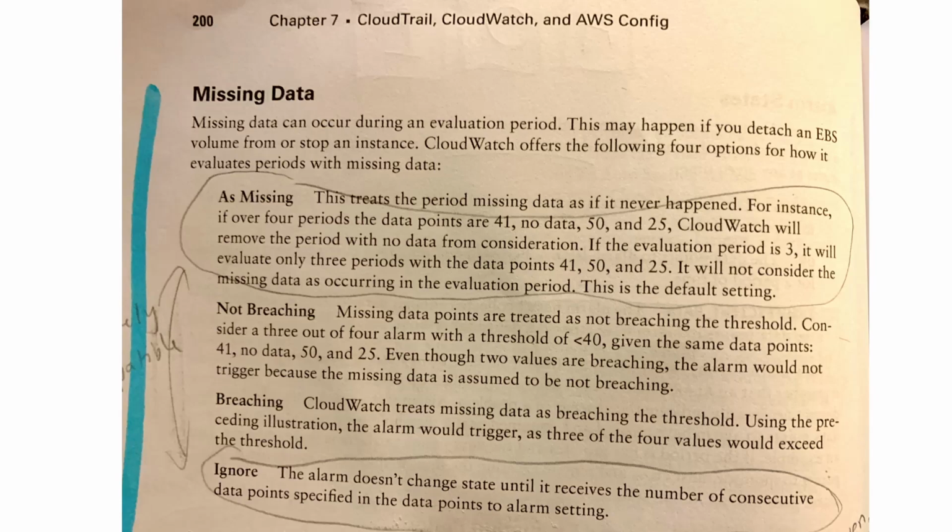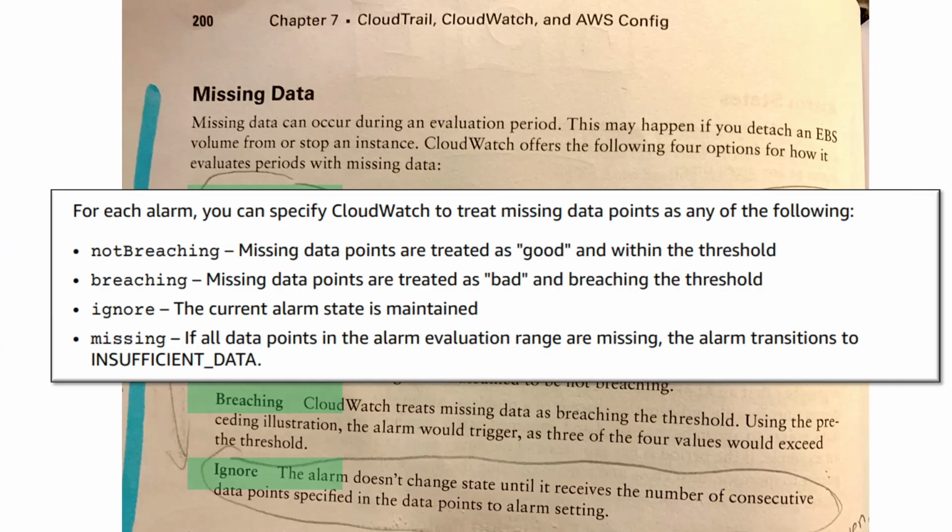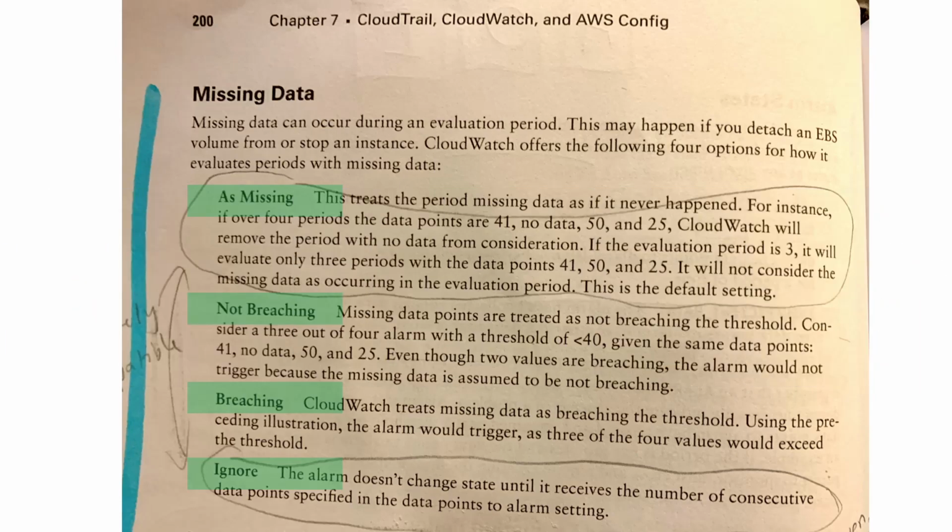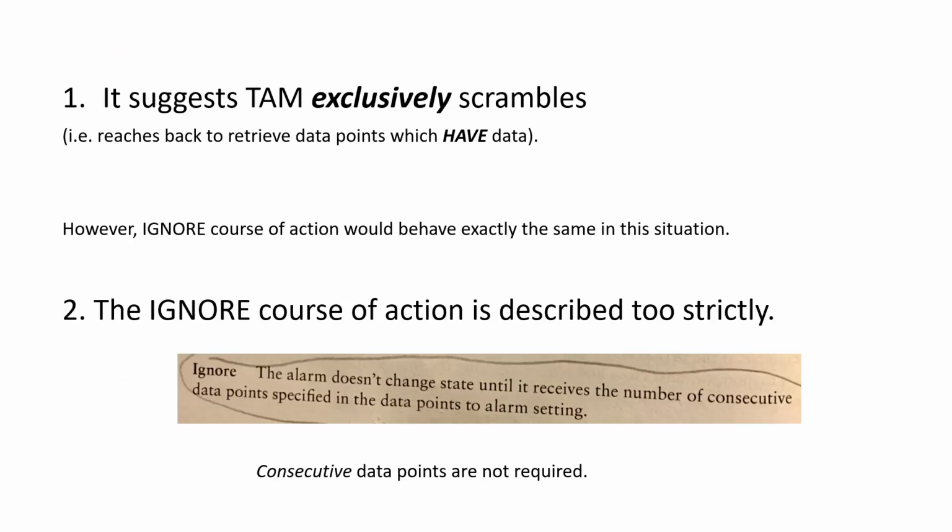Couldn't get it without scribbles on, but they go through and they say these are the 4 things: as missing, not breaching, breaching, ignore. And of course we're focusing on the difference between as missing and ignore. This is their paragraph equivalent to that in the docs. And the 2 ways it's misleading is that firstly it suggests that TAM, treat as missing, exclusively scrambles for data points, reaches back to data points which have data. But actually the ignore course of action scrambles for data points as well.